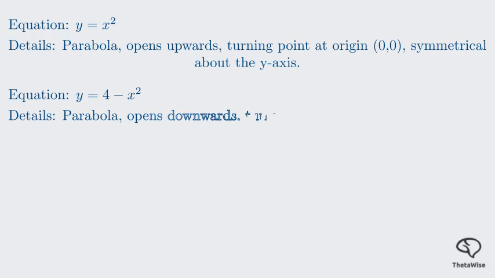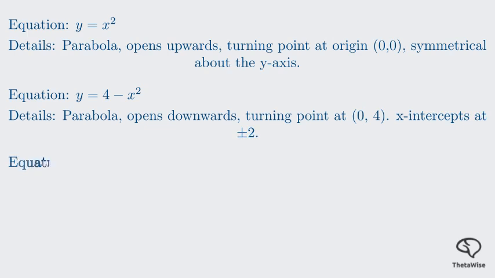To find the x-intercepts, we set y to 0. 0 equals 4 minus x squared, which gives x squared equals 4, so x equals plus or minus 2. This parabola opens downwards from a turning point at (0, 4), and crosses the x-axis at -2 and 2.